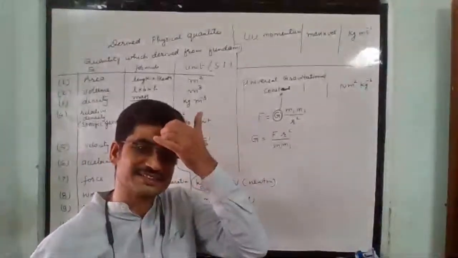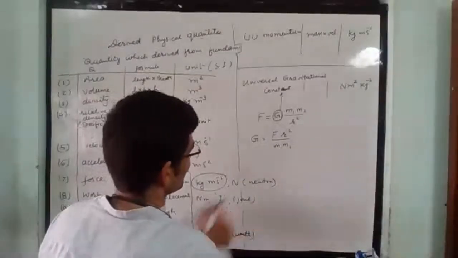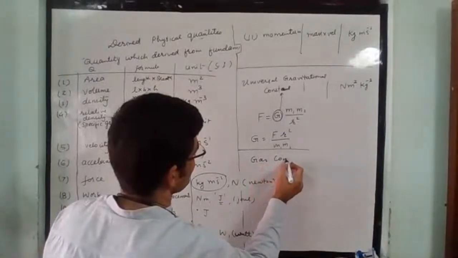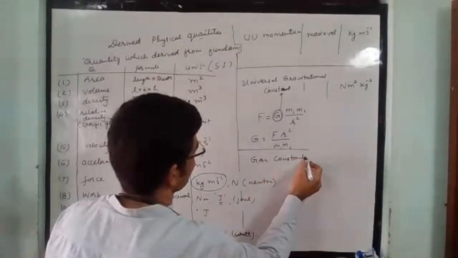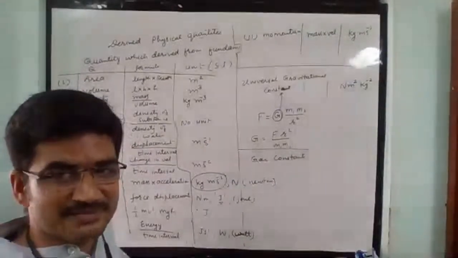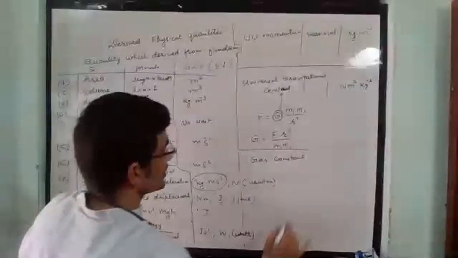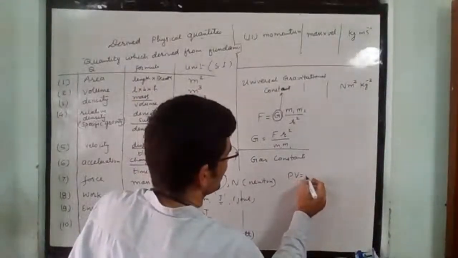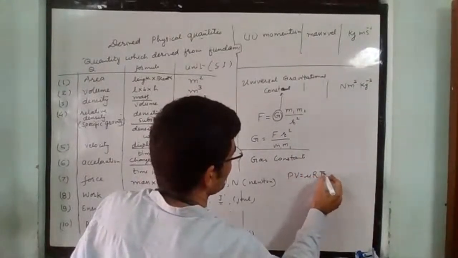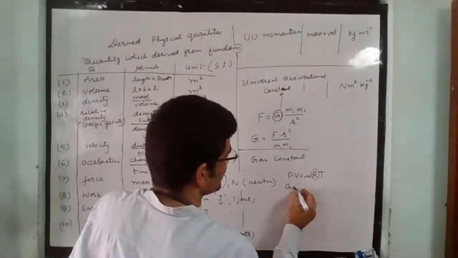Interesting. Now one more quantity, the gas constant, universal gas constant. You will come across the gas equation in chemistry, and in physics as well, in both. So PV is equal to nRT, where n is the number of moles. This is the gas constant R. That is the gas equation.